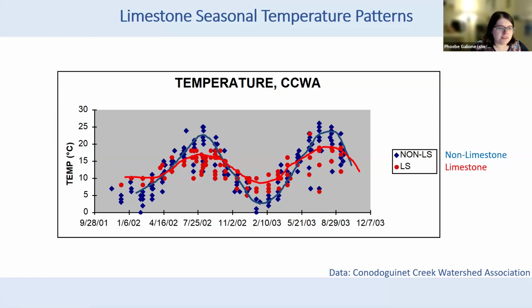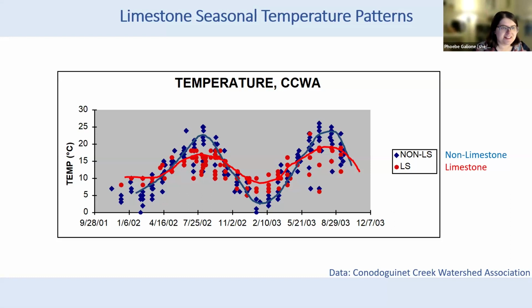And the differences, the highs and lows that you're seeing here, are because of seasonality. So you're getting the higher temperatures in the summer, cooler temperatures in the winter. But what I wanted to point your attention to is that our red line, which is our limestone stream, has much less variability. Before, I mentioned that limestone streams tend to be more temperature stable. This relative stability here, rather than the high arcs of our non-limestone stream, is likely due to the groundwater influence.